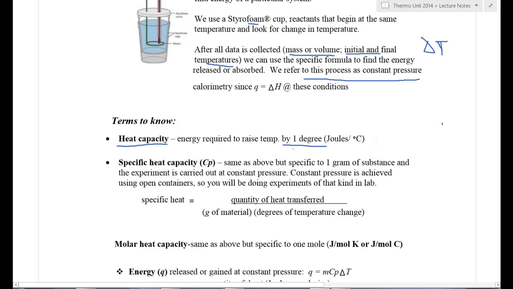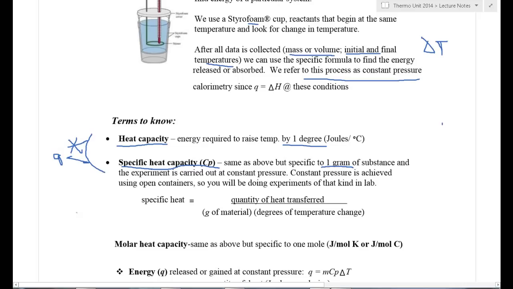You also will sometimes see specific heat capacity, which has the symbol of C, and it's the same thing as heat capacity, but it's specific to the amount of energy required to raise the temperature of 1 gram 1 degree C. So specific heat is the quantity of heat transferred divided by grams and temperature change. So the difference between these two is just grams. This has a mass component and this does not.